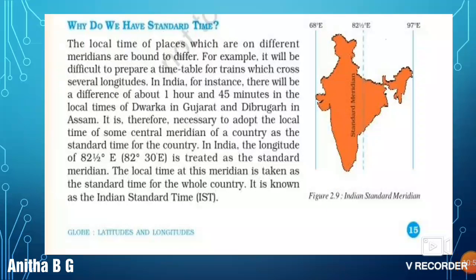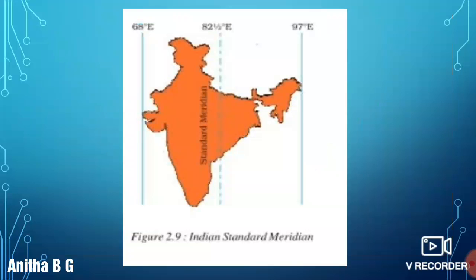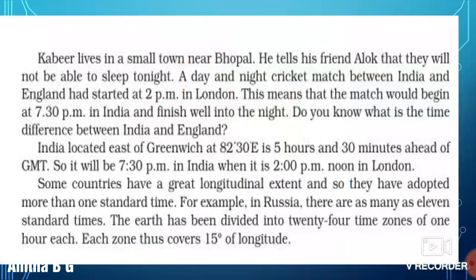Why do we have standard time? What's the need of standard time? The local time of places on different meridians is bound to differ. For example, it will be difficult to prepare a timetable for trains which cross several longitudes in India. For instance, there will be a difference of about 1 hour 45 minutes. So that's why we have the Indian standard meridian or standard time of India.